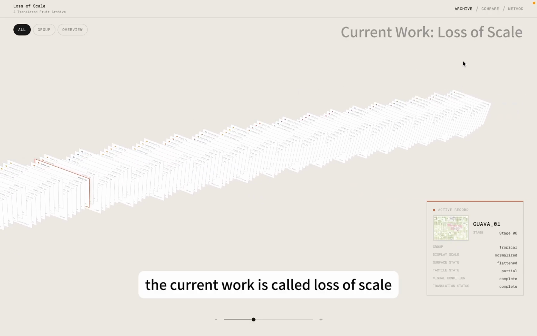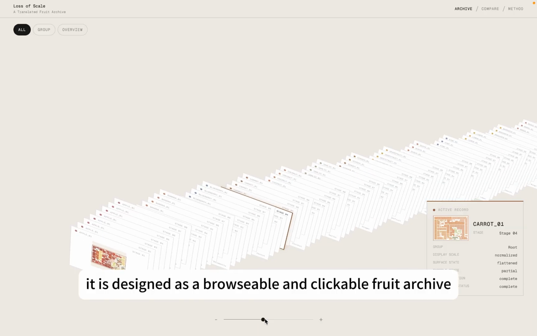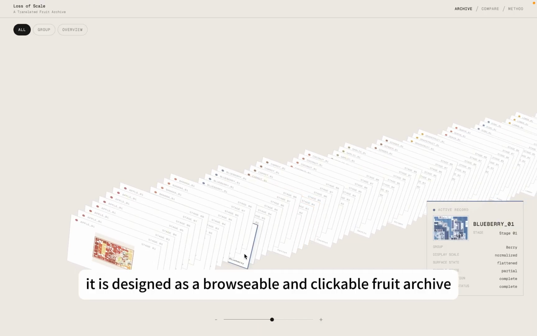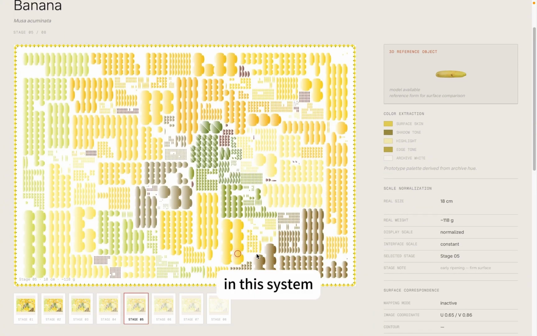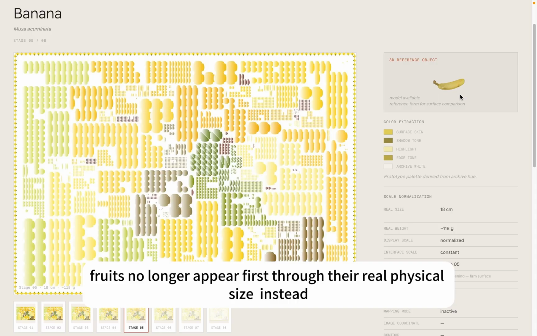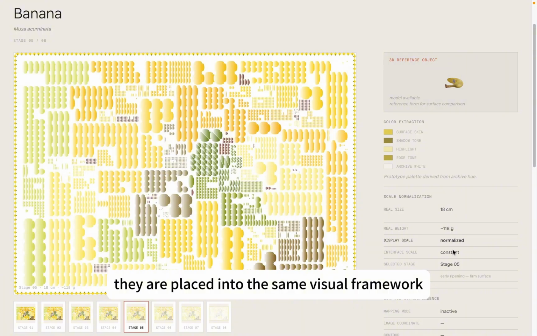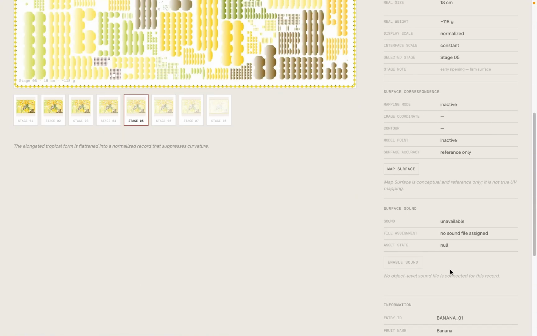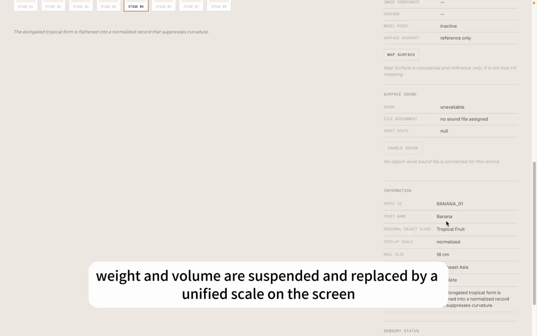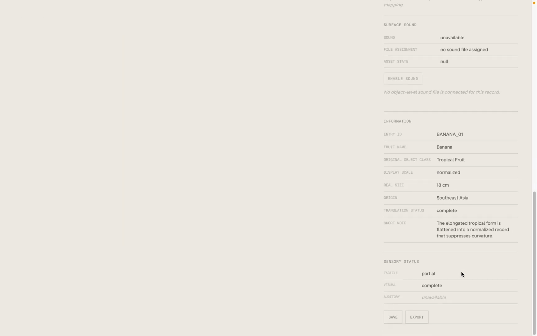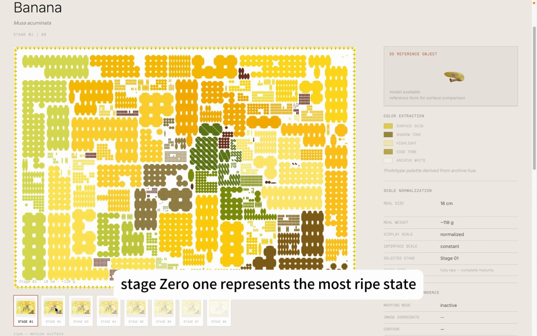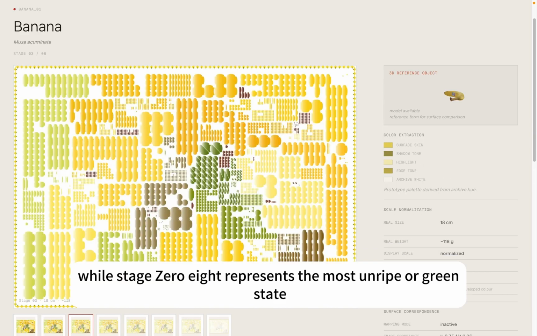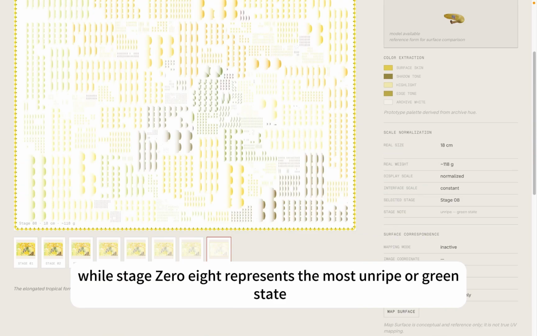The current work is called Loss of Scale. It is designed as a browsable and clickable fruit archive, a system that resembles a database or an encyclopedic interface. In this system, fruits no longer appear first through their real physical size. Instead, they are placed into the same visual framework. Their real scale, weight, and volume are suspended and replaced by a unified scale on the screen. Each fruit has 8 maturity stages. Stage 01 represents the most ripe state, while Stage 08 represents the most unripe or green state.